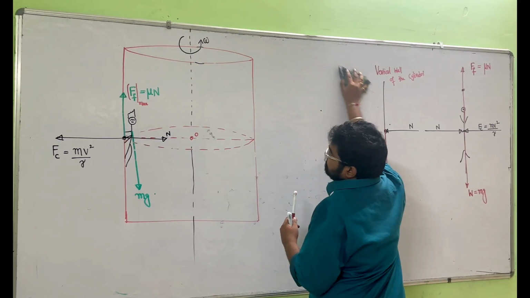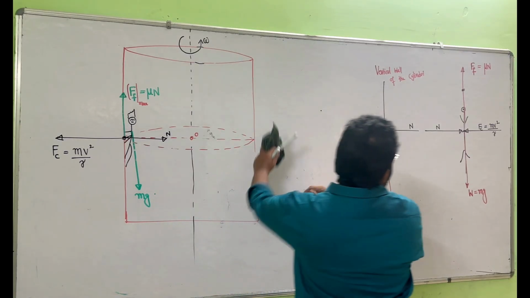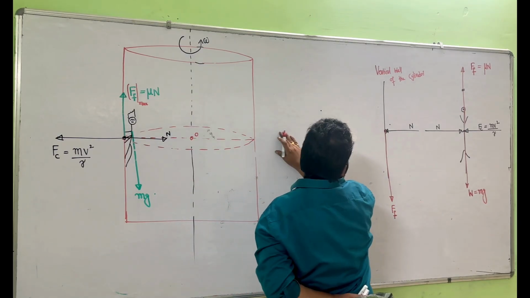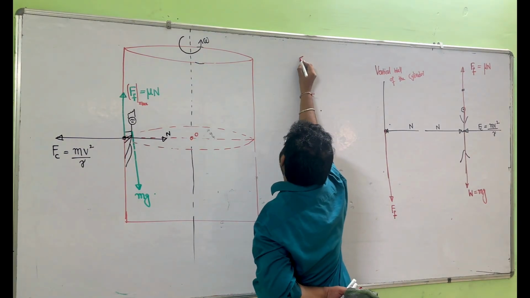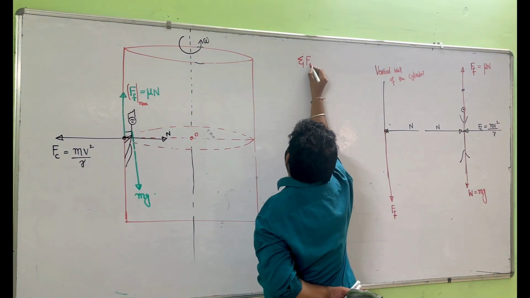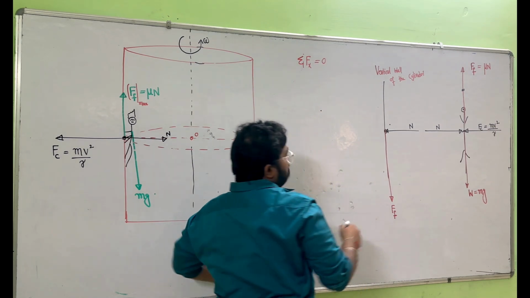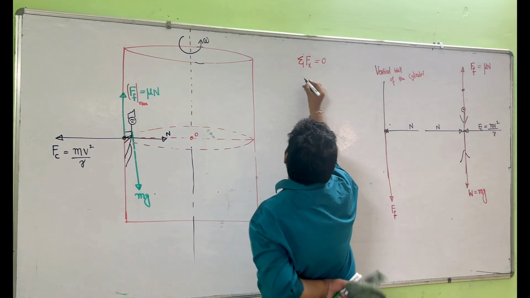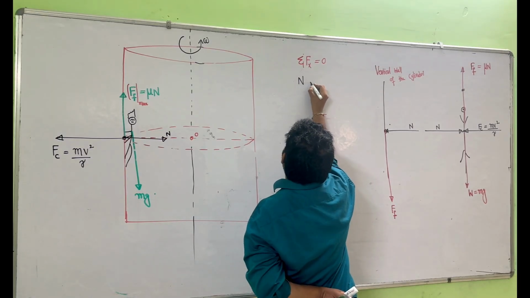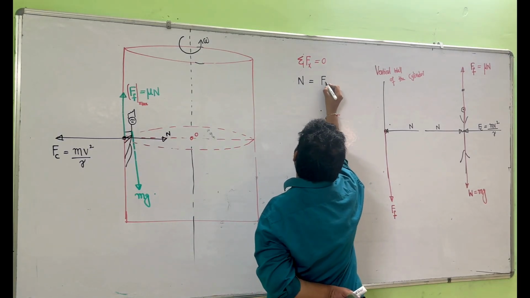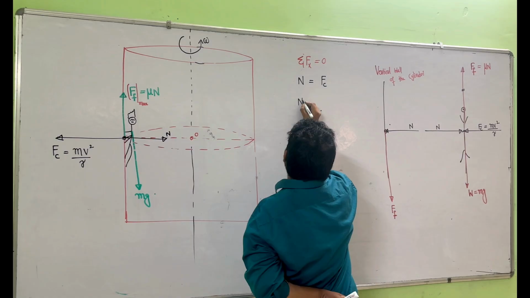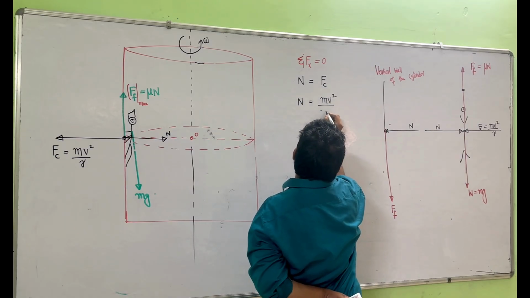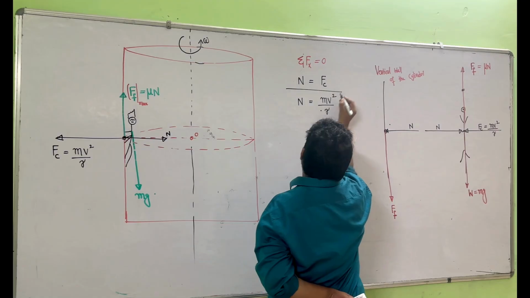Free body diagram for this person. Sum of the upward forces equals sum of the downward forces. Sum of the horizontal forces: sigma Fx equals 0. Sum of the left forces equals sum of the right forces. N equals how much? N equals the centrifugal force, so N equals mv square by r.